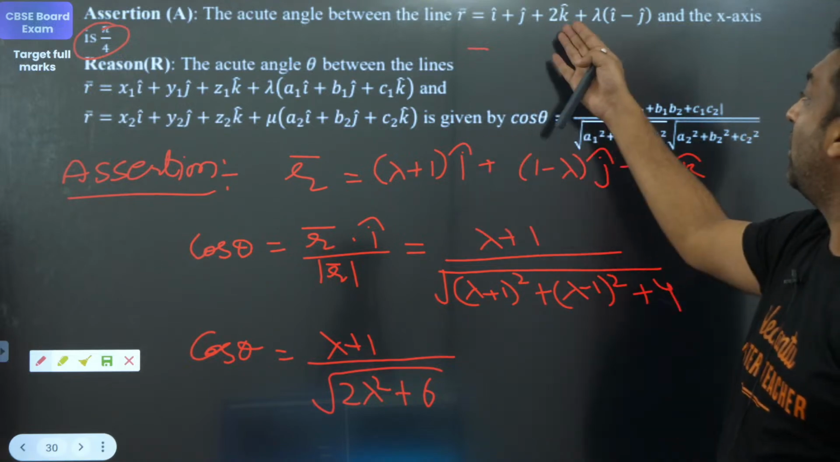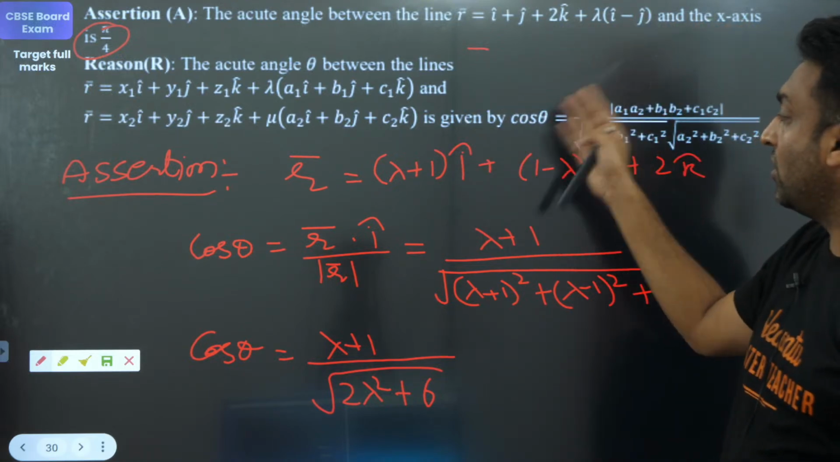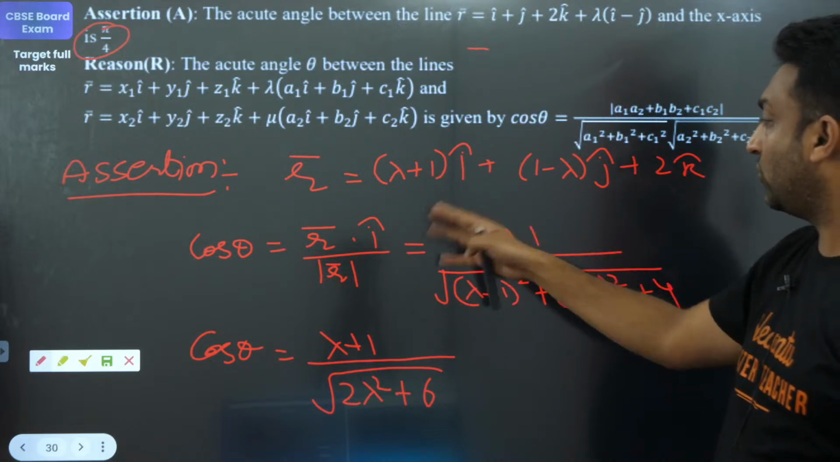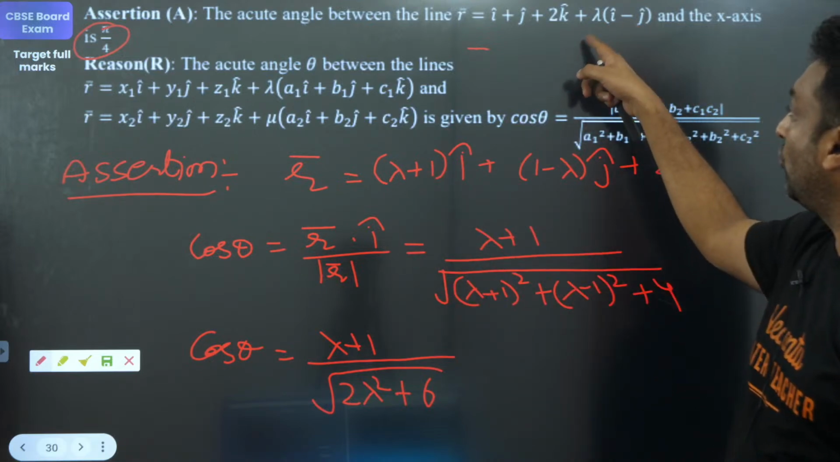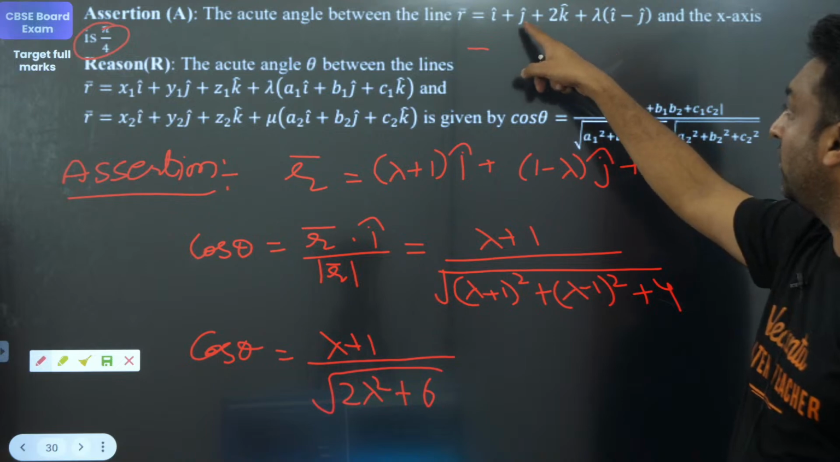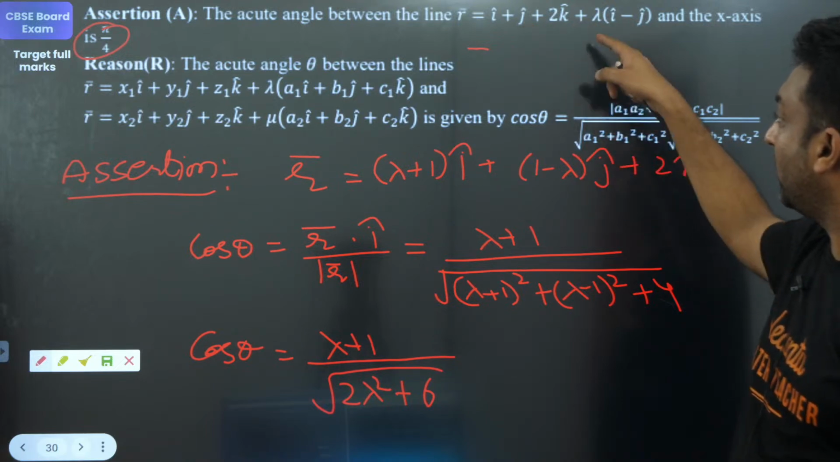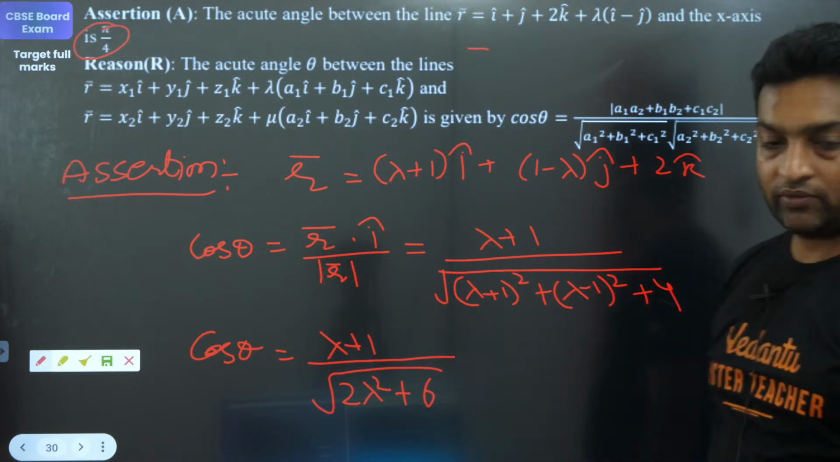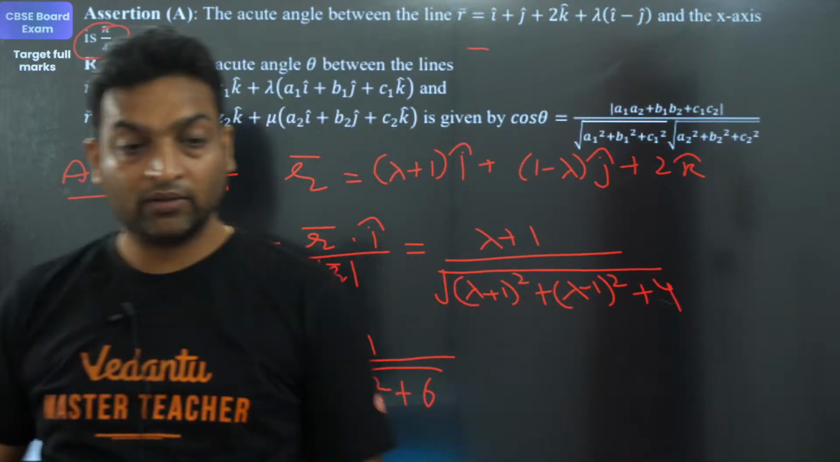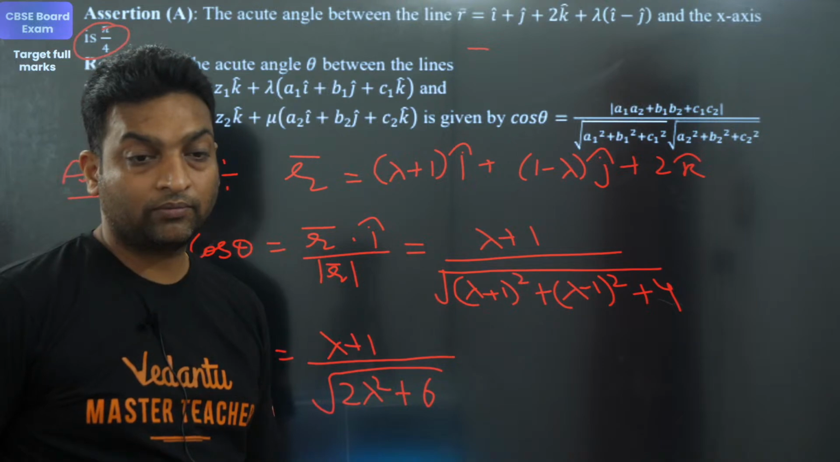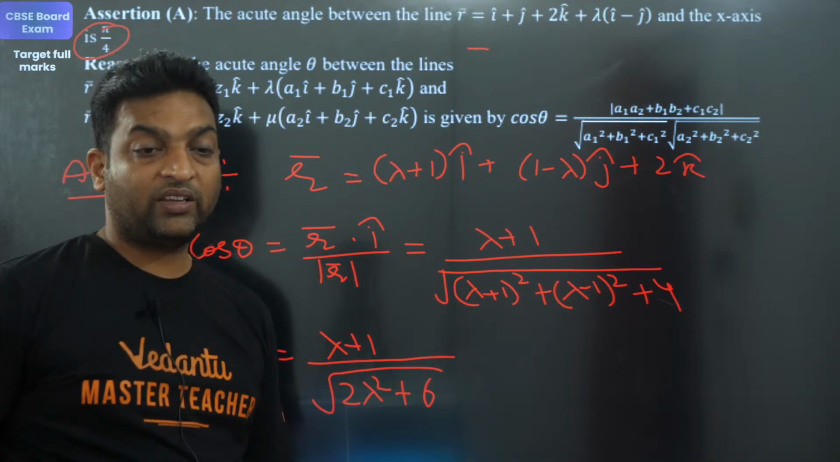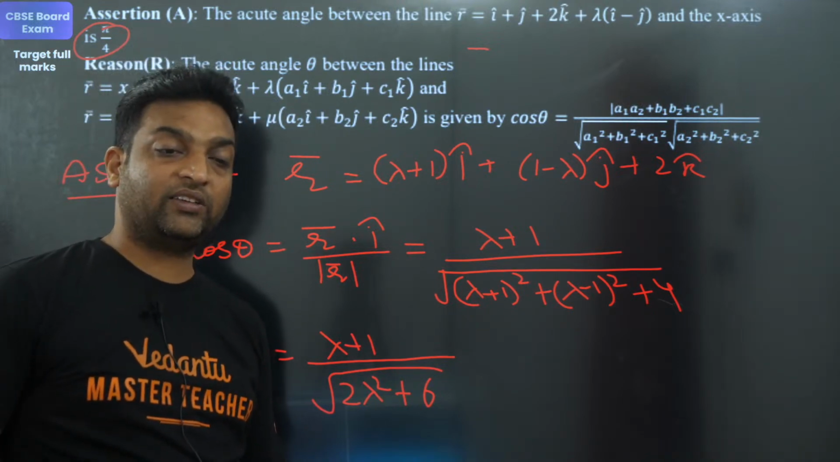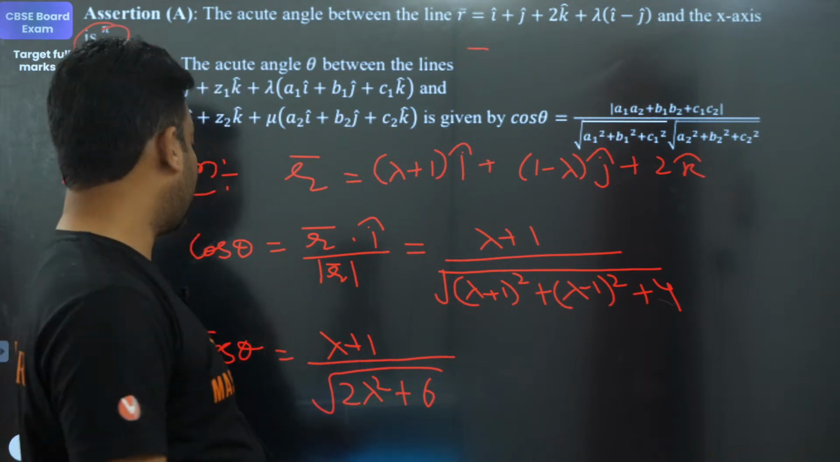Angle between r and x-axis is pi by 4. R dot i we did, lambda plus 1 upon this, which is lambda plus 1 whole square plus 1 minus lambda whole square plus k's square 4, which means assertion is incorrect. Yes, you can just take the direction ratio. That is also assertion wrong.